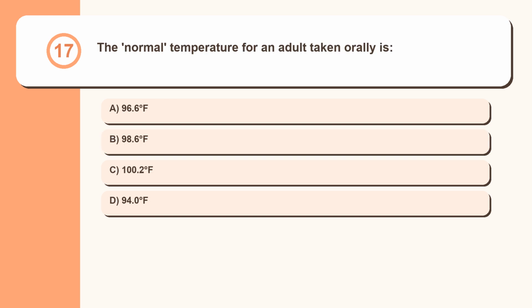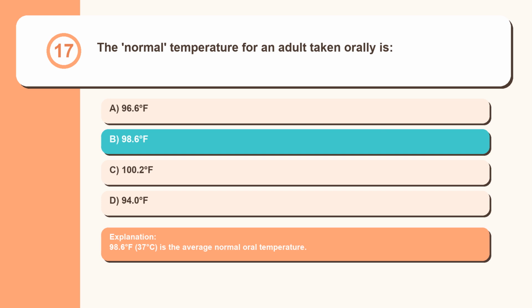Question 17. The normal temperature for an adult taken orally is 96.6 degrees Fahrenheit, 98.6 degrees Fahrenheit, 100.2 degrees Fahrenheit, 94.0 degrees Fahrenheit. 98.6 degrees Fahrenheit, 37 degrees Celsius, is the average normal oral temperature.